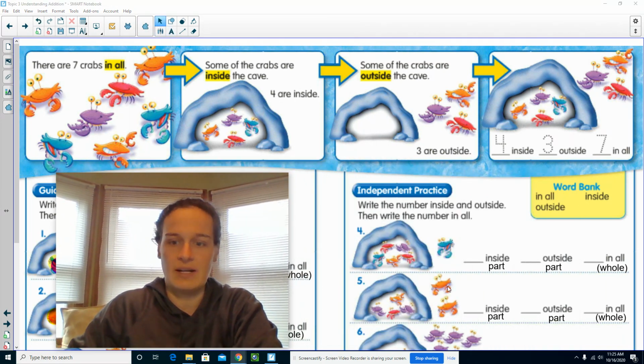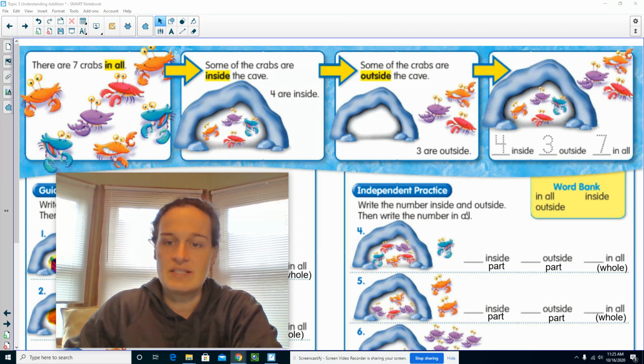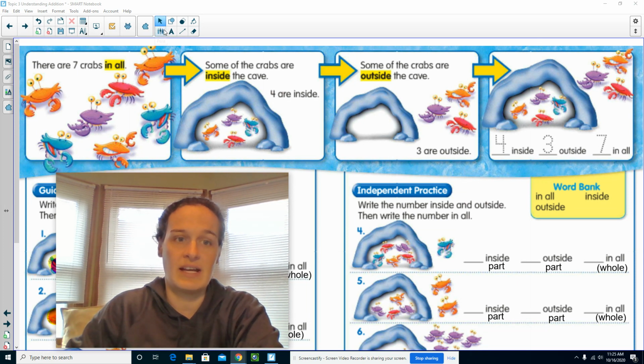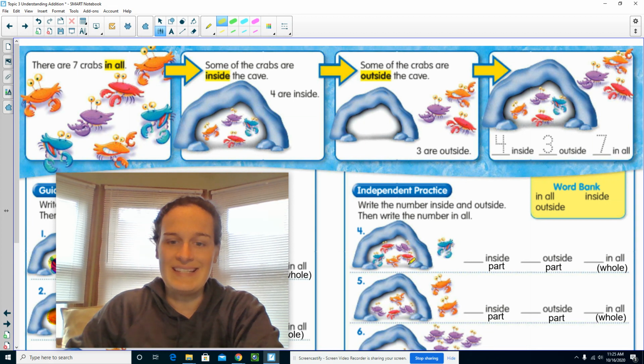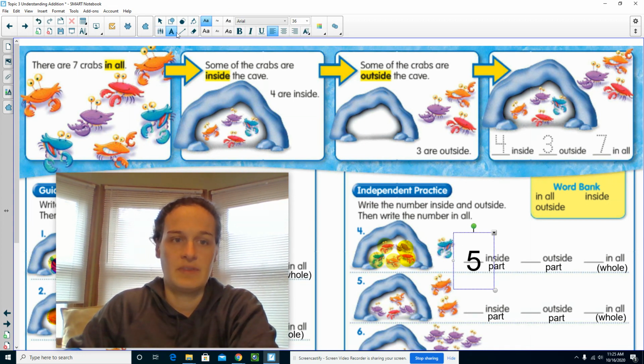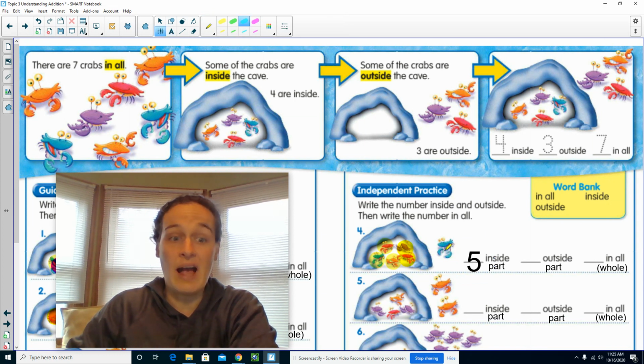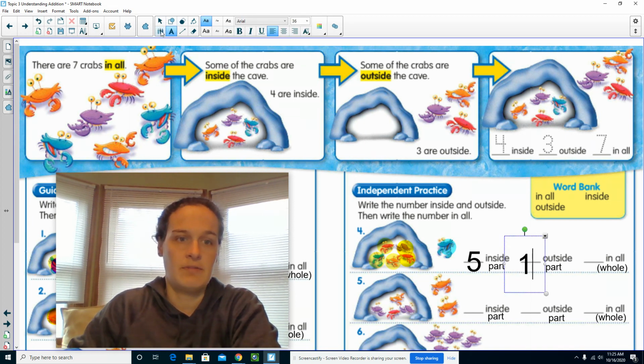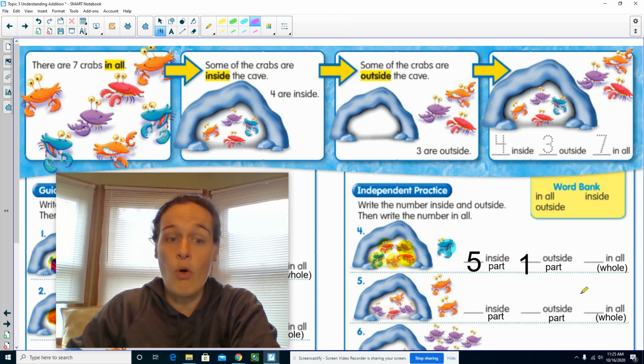We're going to do one more over here. So again, it says write the number inside and outside, then write the number in all. Again, I'm going to use that part, whole words to help us understand. So let's find the part in the cave. 1, 2, 3, 4, 5. There are 5 in the cave. Now let's go ahead and count the part out of the cave. 1. So 1 out of the cave. And finally, let's count the whole. 1, 2, 3, 4, 5, 6. The whole is 6.